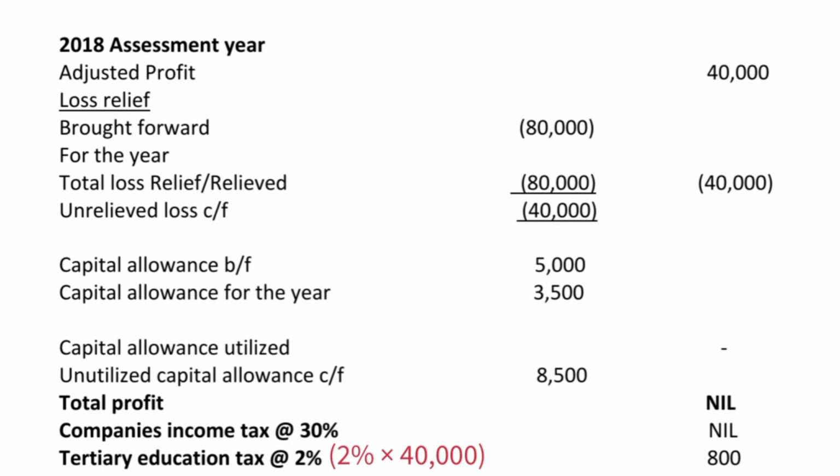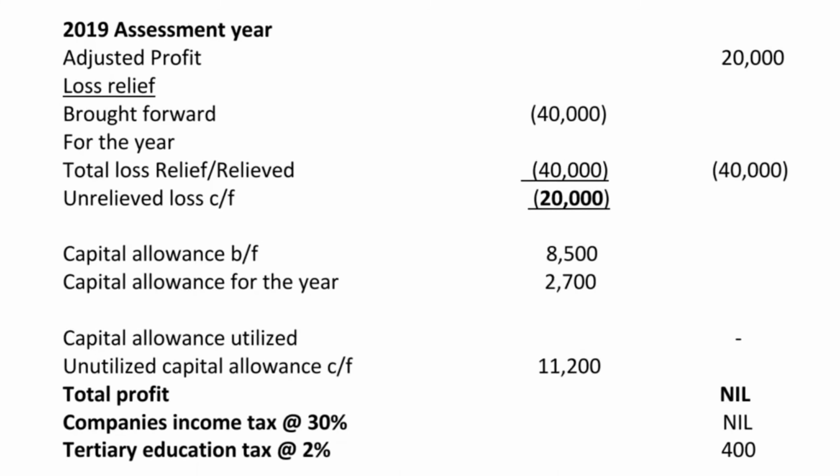So we move to 2019 year of assessment. Now in 2019 year of assessment, they made a profit of 20,000. Guys, 2019 year of assessment means 2018 accounting year. Okay, so in 2019 year of assessment, they made profit of 20,000, and don't forget that there was a loss carried forward of 40,000. So out of this 40,000, you can only relieve 20,000, right? Which is the profit available. Okay, then to reduce that loss to 20,000, as you can see, unrelieved loss carried forward. Now you're done with loss.